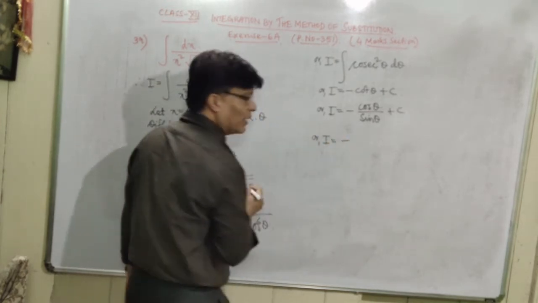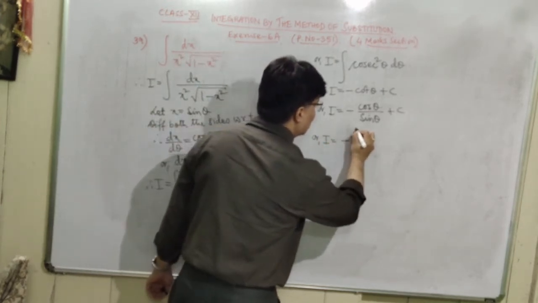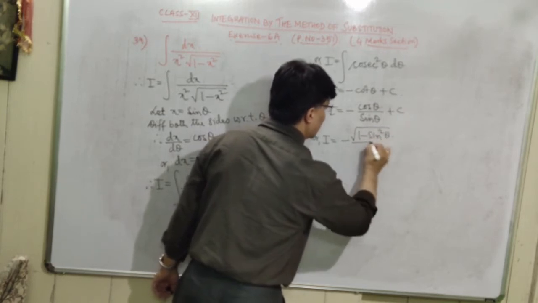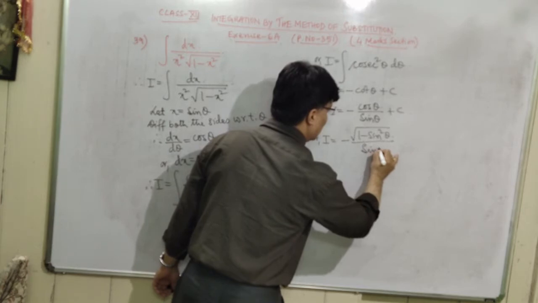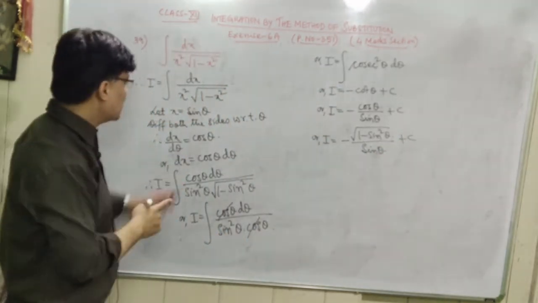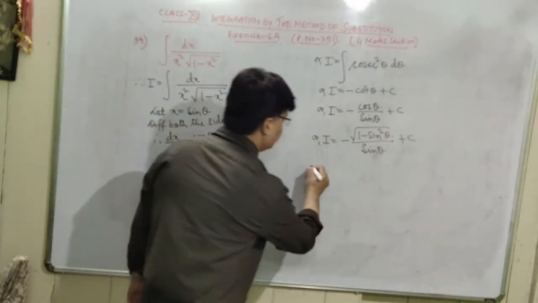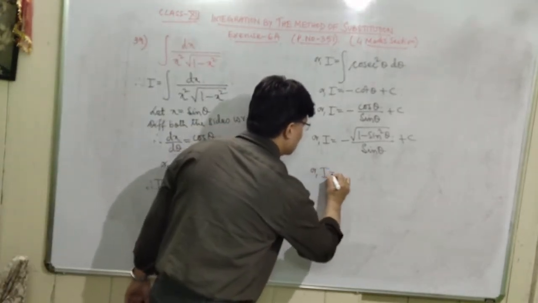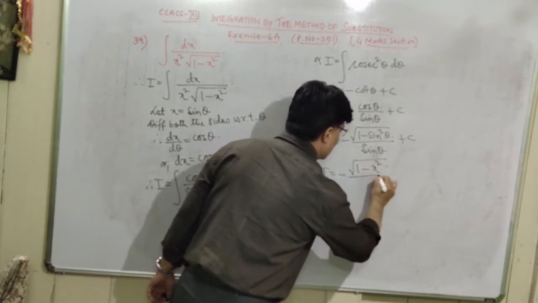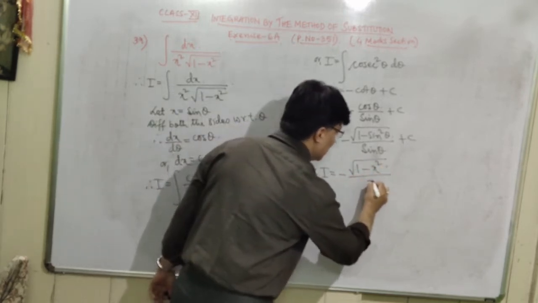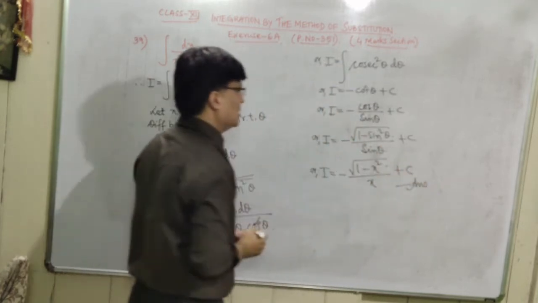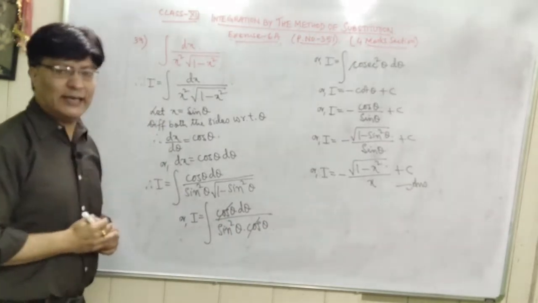So I is equal to minus, what is the formula for cos theta in terms of sin? It is root over 1 minus sin square theta divided by sin theta plus C. Now put the value for sin theta. What is sin theta here? It is x. So I is equal to minus root over 1 minus x square divided by x, plus C. So this is the final answer.